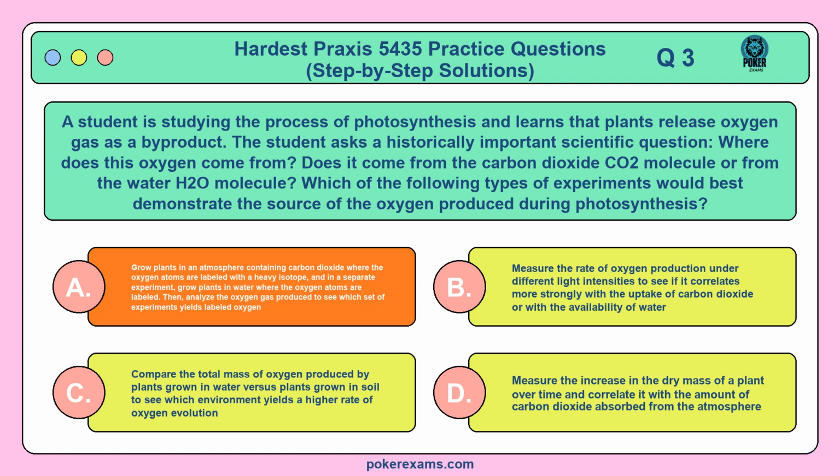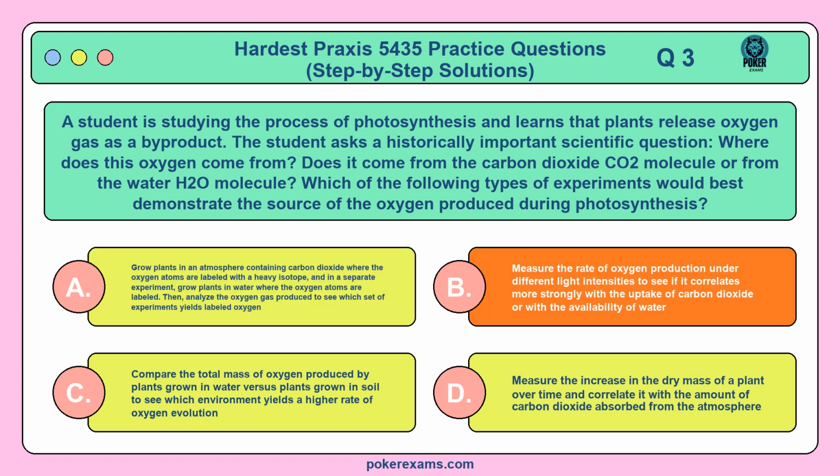Option A. Grow plants in an atmosphere containing carbon dioxide where the oxygen atoms are labeled with a heavy isotope, and in a separate experiment, grow plants in water where the oxygen atoms are labeled. Then, analyze the oxygen gas produced to see which set of experiments yields labeled oxygen. B. Measure the rate of oxygen production under different light intensities to see if it correlates more strongly with the uptake of carbon dioxide or with the availability of water.